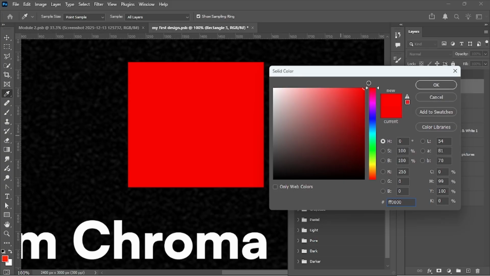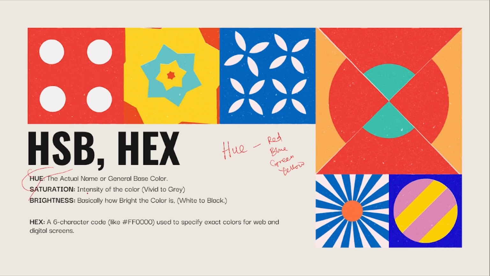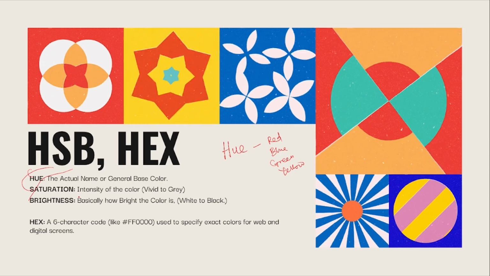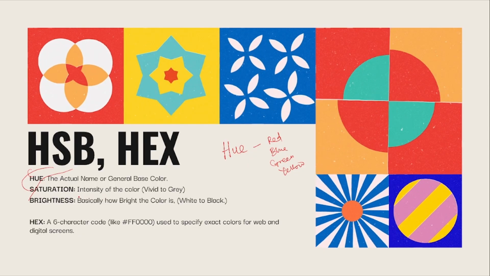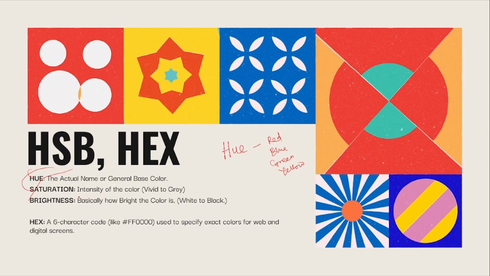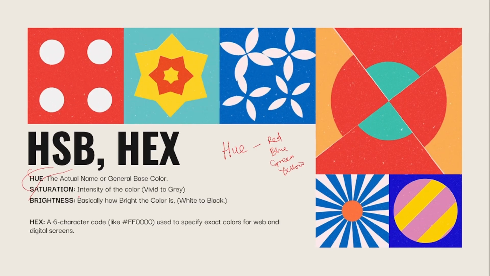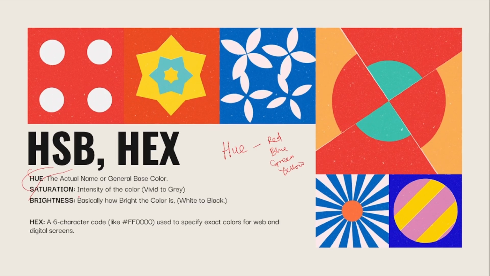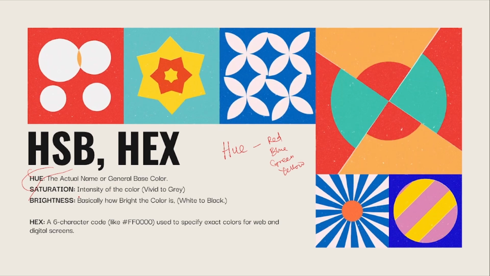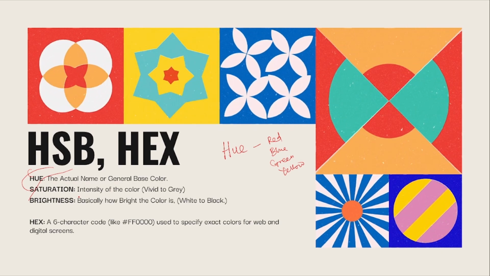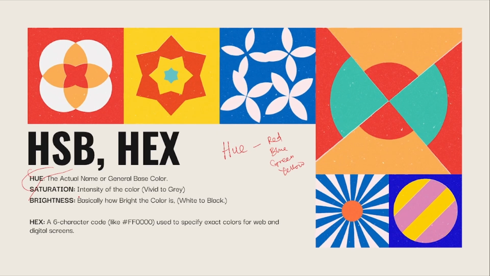So this is basically what hue is. It's that particular color itself. Now saturation is the intensity of the color, right? And it goes from being very vivid, like you are seeing this red is just out there in your face, like red in its full power or blue in its full power. That's fully saturated.